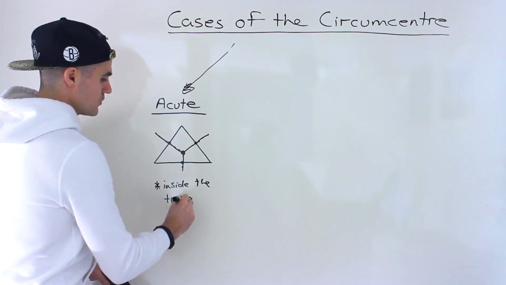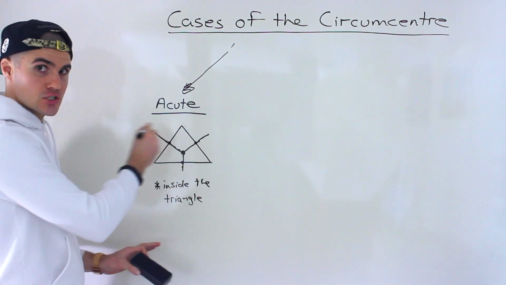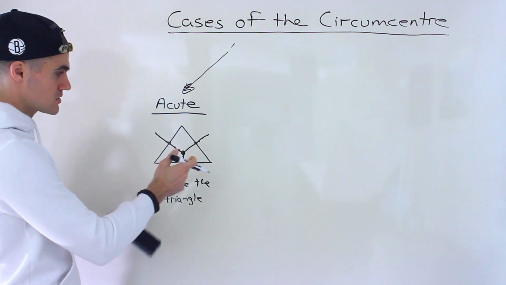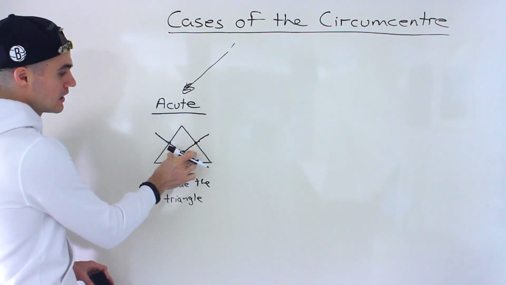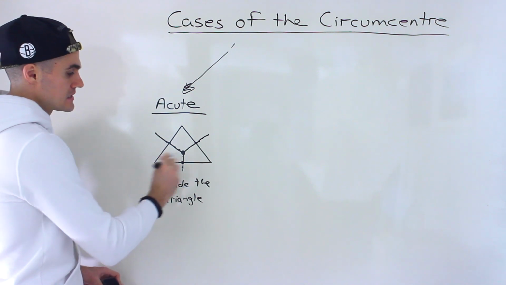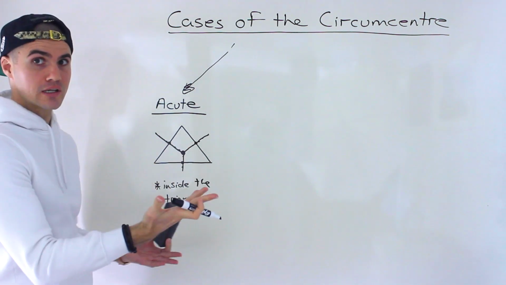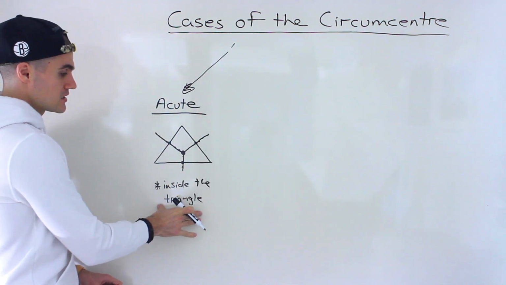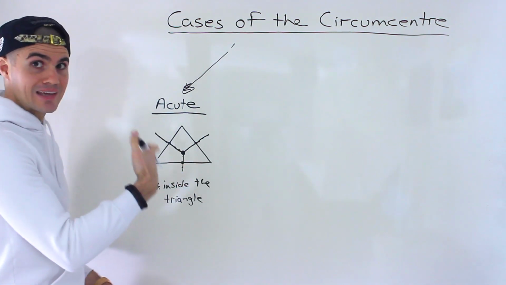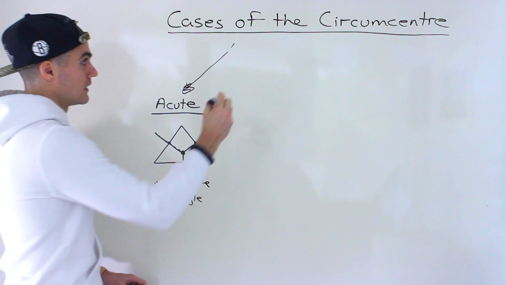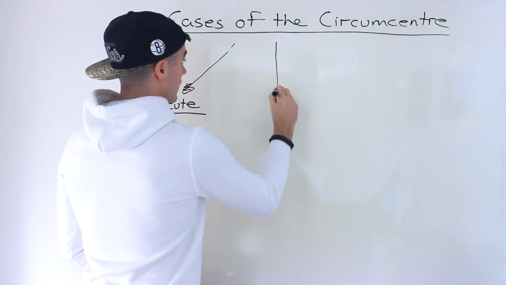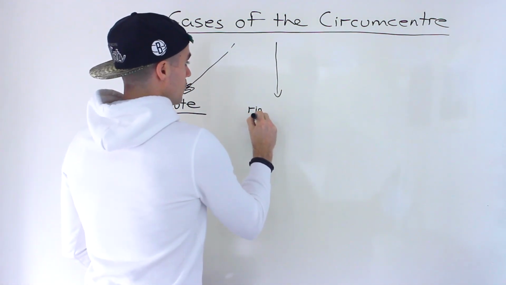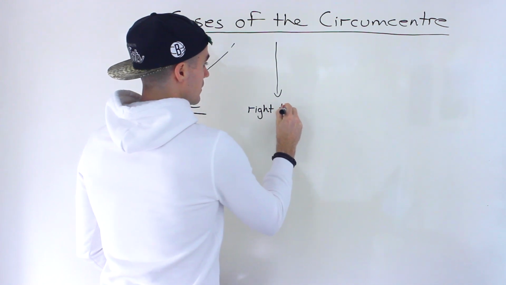Usually that's the most common case that's shown in textbooks. When you see a diagram, usually the circumcenter is shown inside the triangle, but that's not the only case that can come about. But if you are dealing with an acute triangle, the circumcenter is always going to be inside that triangle.